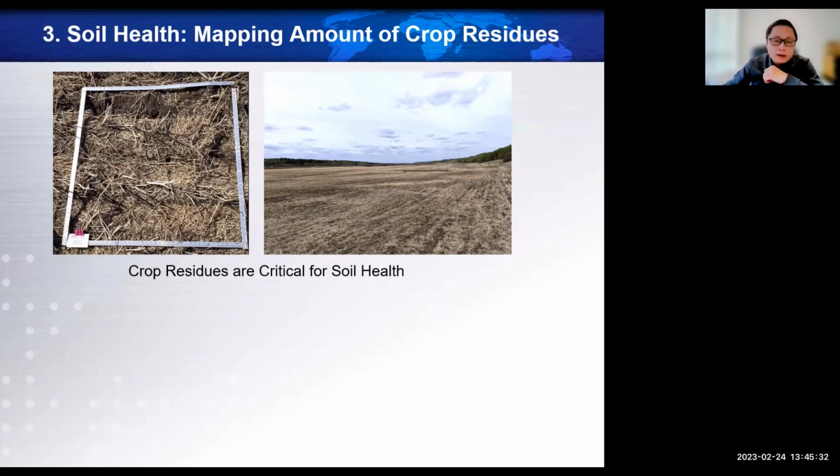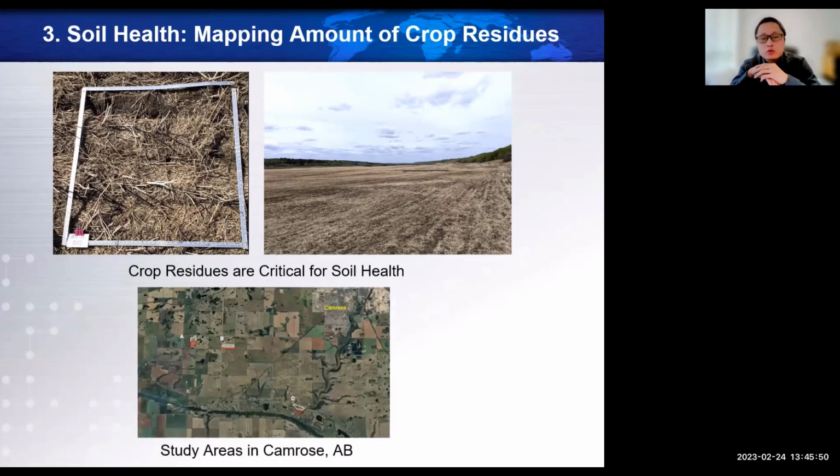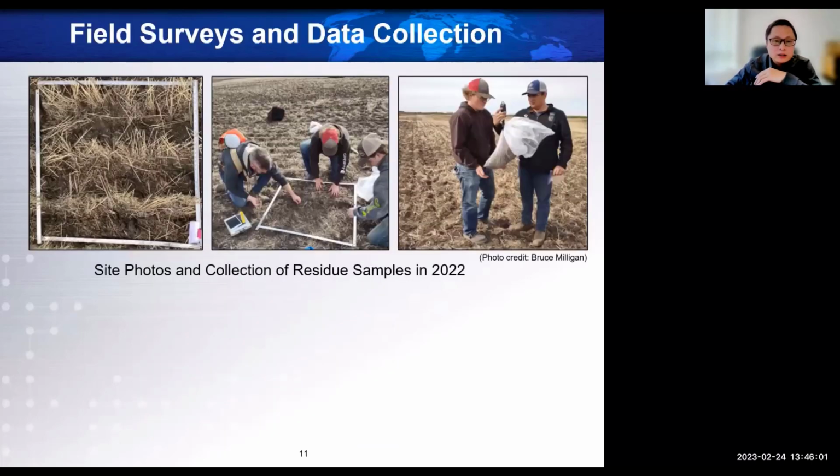But in one farm or at regional scale, for sure some areas have more residues, some farms may have more residues, and some other farms may have less residues. So how do we map that, so that we can better understand the spatial distribution or pattern of the crop residue? For our study area in Camrose, we selected 3 fields, and then we conducted a field survey. Here we took ground photos.